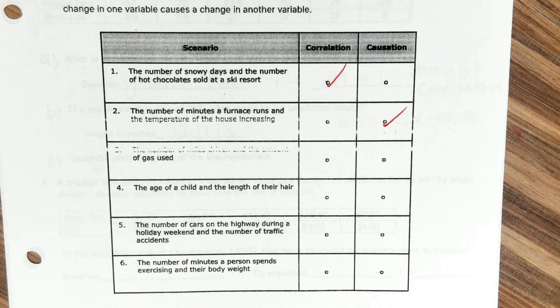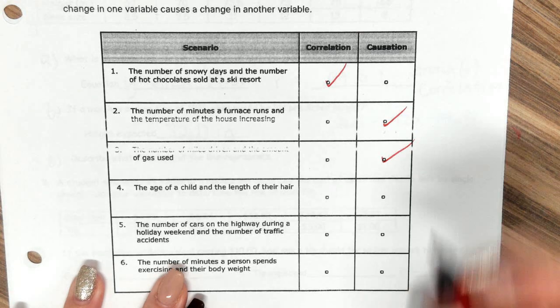The next one, the number of miles driven and the amount of gas used. Let everybody think. The number of miles driven and the amount of gas used. All right, what do y'all think? So the more I drive, I'm going to run out of gas, right? So that is directly caused from driving. That is a causation.